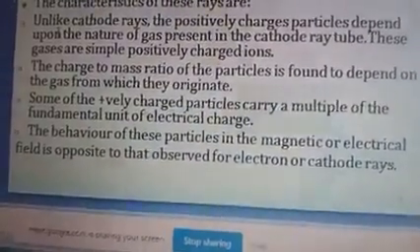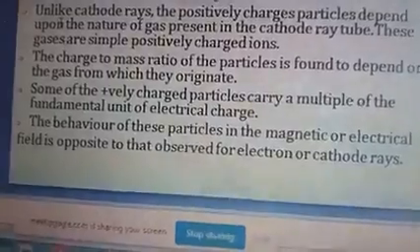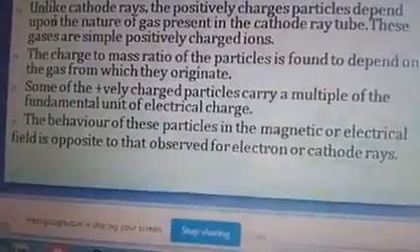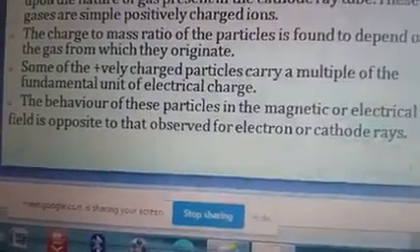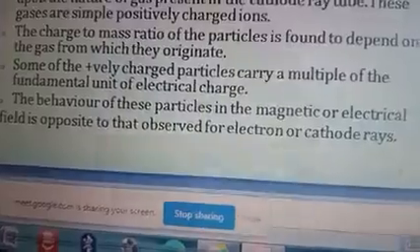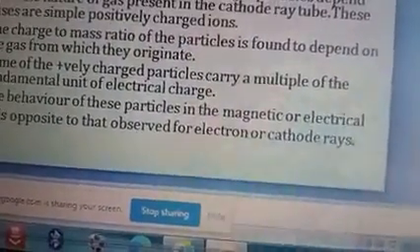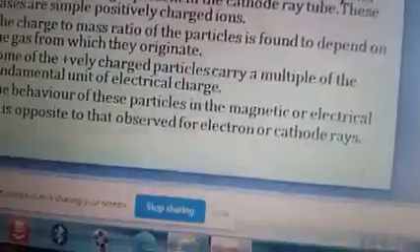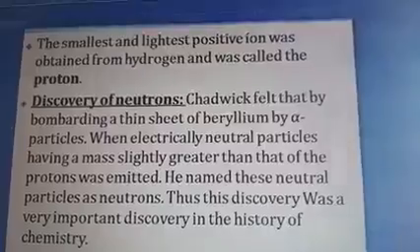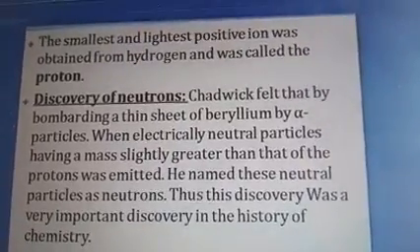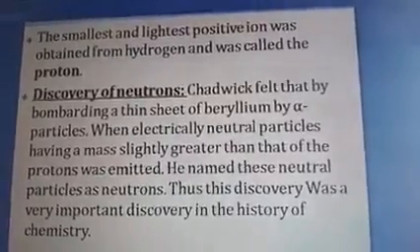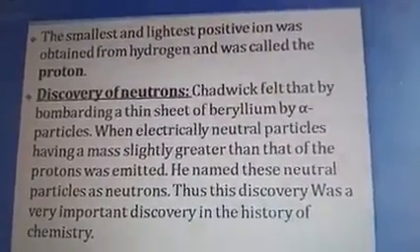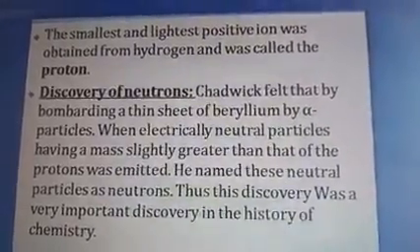And some of the positive charge particles carry a multiple of the fundamental unit of electrical charge. The behavior of this particle in the magnetic or electrical field is opposite to that of the electron or cathode ray. And later on, this canal ray is called a proton. So the smallest and lightest positive ion was obtained from hydrogen, and the hydrogen ion we call a proton. So that is why this particle is called a proton.